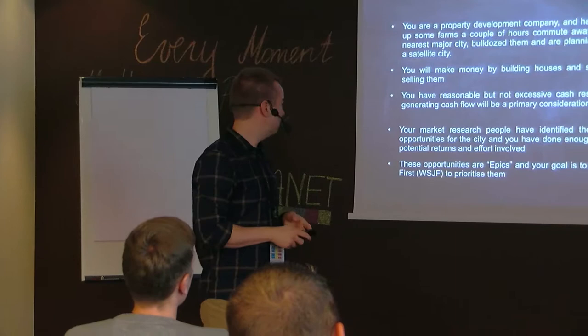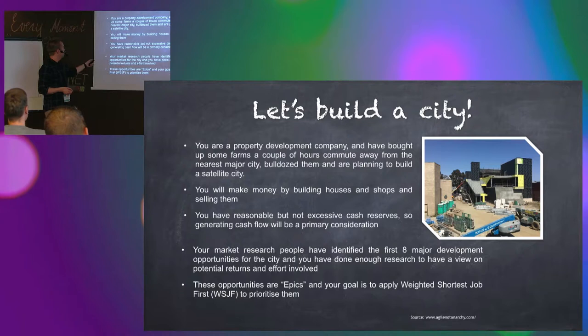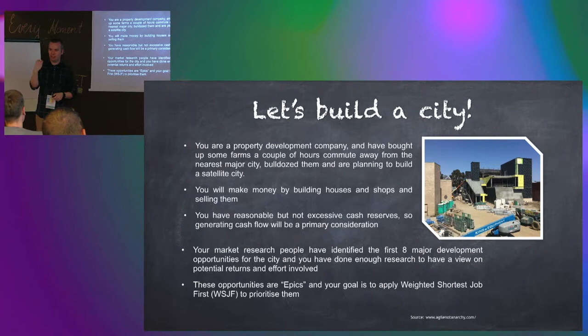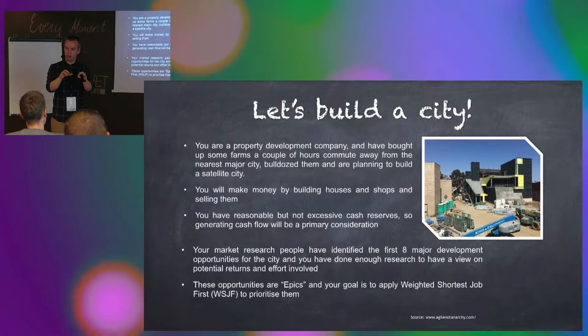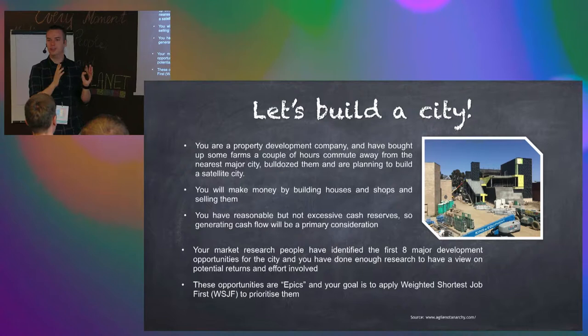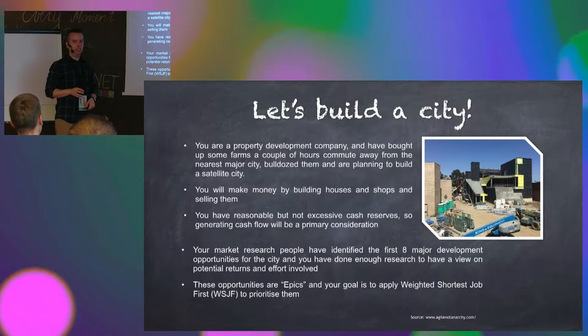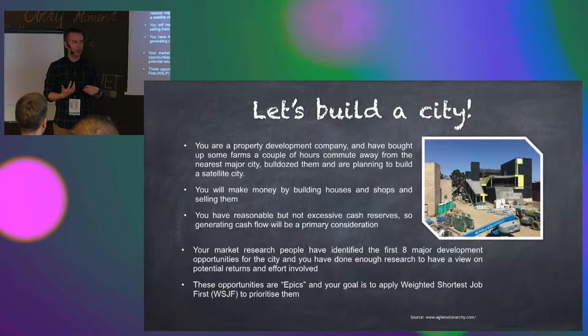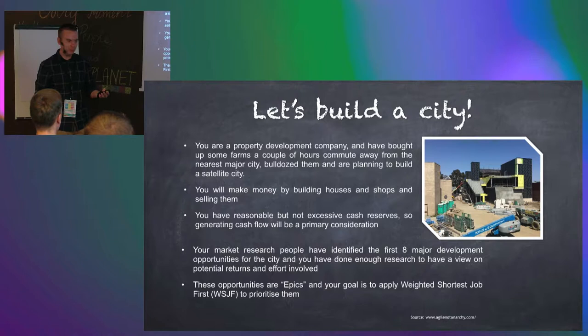We will need to make money by building houses and shops and selling them. We won't operate them. We're going to build them, and then we're going to sell. So we have to look in terms of selling things, not how much money that shop will bring operating that shop. No, we're going to build and sell it. Okay? We have some cash, but not much. So cash flow is one of our concerns, so we have to keep this in mind, because we need to generate some cash flow, otherwise we're going to go bankrupt. That's why it's our prime consideration.